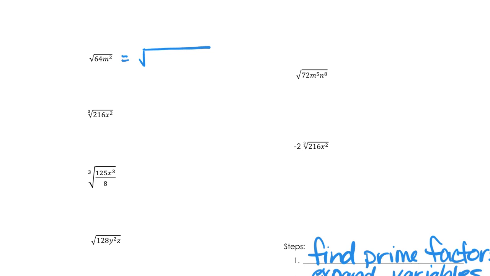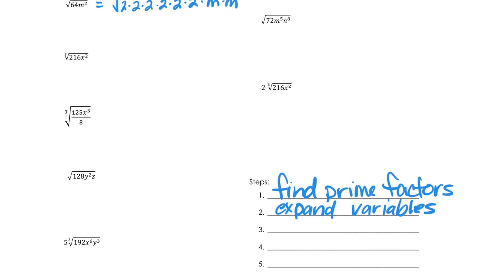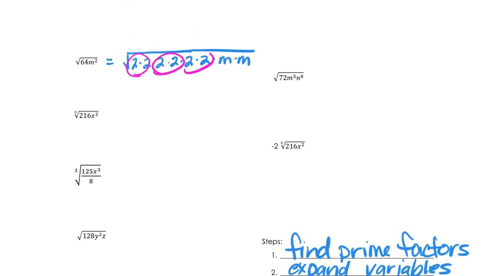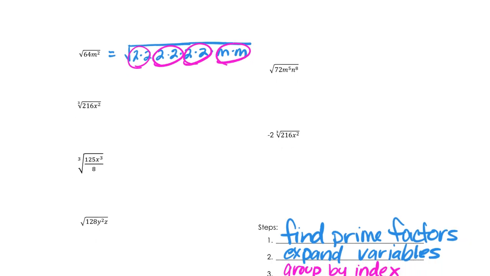to 2 to the 6th power times m. So I'm taking the m's and I'm expanding them out. Now I'm going to group by my index. And in this case, my index is a 2. So I'm able to group everything.